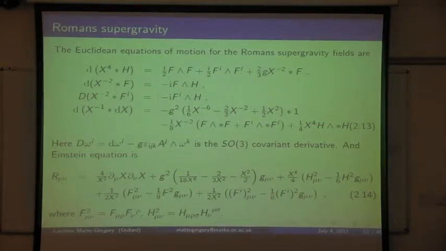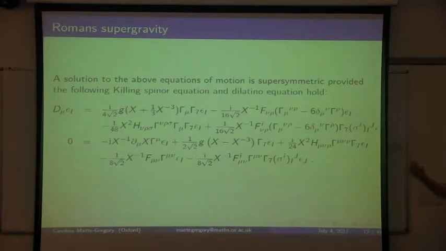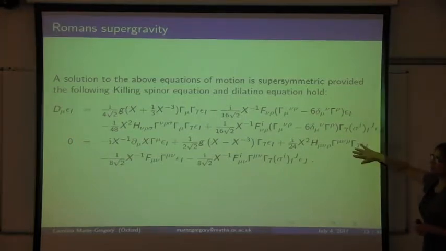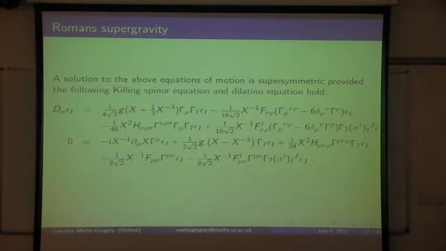Right, so if you want to find a solution to this Romans supergravity, obviously you have to find fields that solve all these equations, and you can do that. But this is just a solution to these equations in particular. To make them supersymmetric, you obviously have to also have them be consistent with your Killing spinor equation and your dilatino equation.